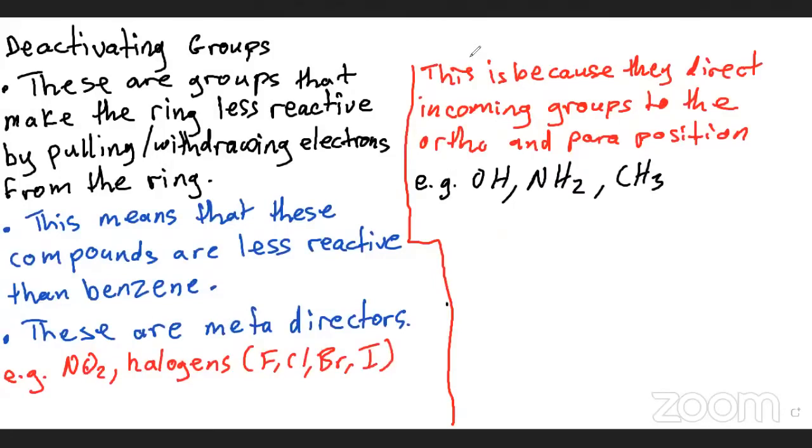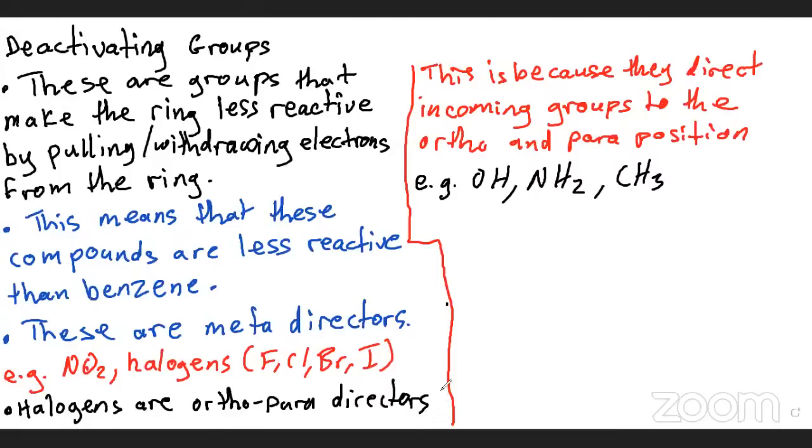However, there's a point to note, your halogens, even though they are deactivators, the halogens are ortho para directors. All right, so halogen, it is a deactivator. However, unlike the others that are meta directors, they're actually ortho para directors.